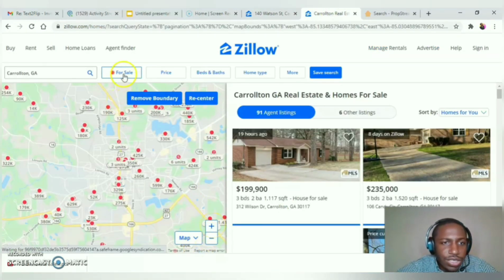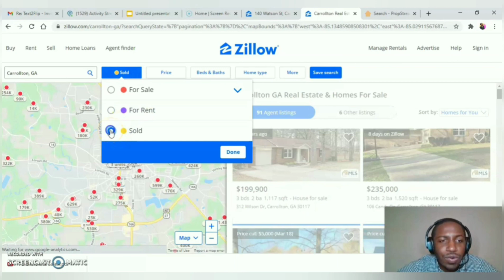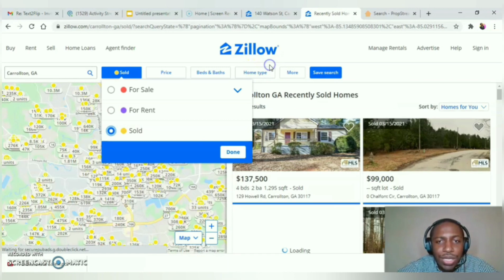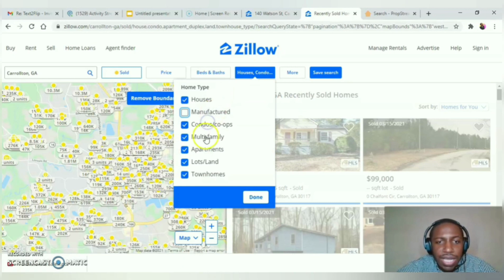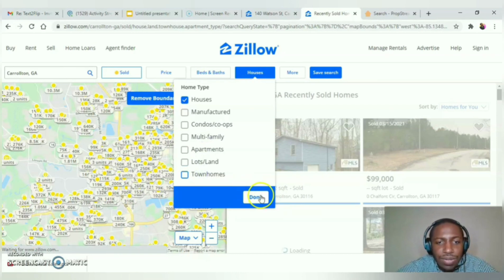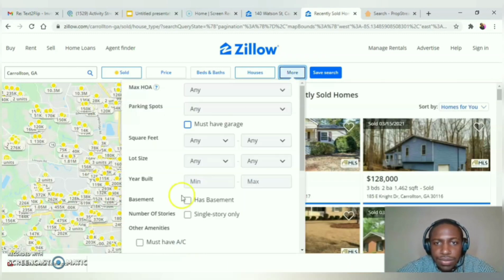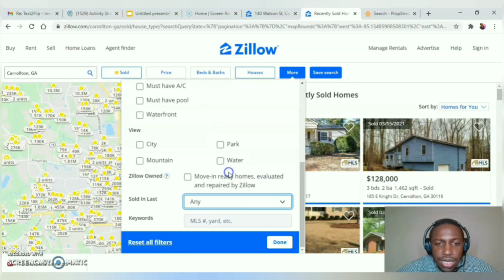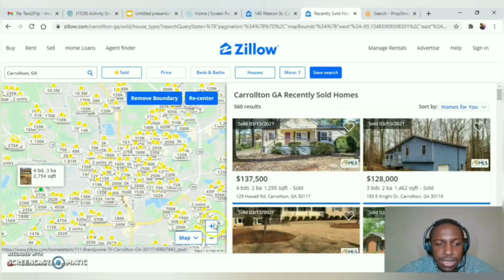So the first thing you want to do is change for sale, because you don't want to look at properties and what they're trying to sell them for. You want to look at what the property has sold for. So you want to look for similar properties that have sold in the area. I also go ahead and eliminate these different types of property. That way I don't have those in the picture, just personal preference. But what you need to do is go to more, and then scroll down and then go to 12 months. Bam. Hit done. My computer moving a little slow, guys.